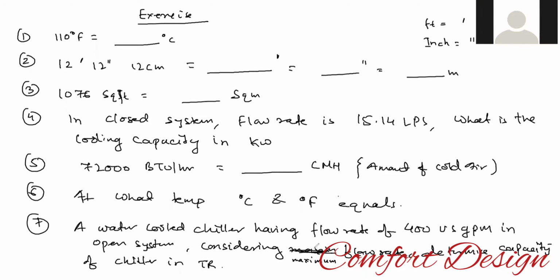I didn't understand about second question. This is a dimensional conversion, that there is a dimension which is 12 feet, 12 inch and 12 centimeter. You have to convert the entire value into feet, into inch, and into meter. For example, suppose 1 year 6 months. If you have to convert the entire duration in year only, it is 1.5 year. And in months, it is 18 months. The same conversion is there.